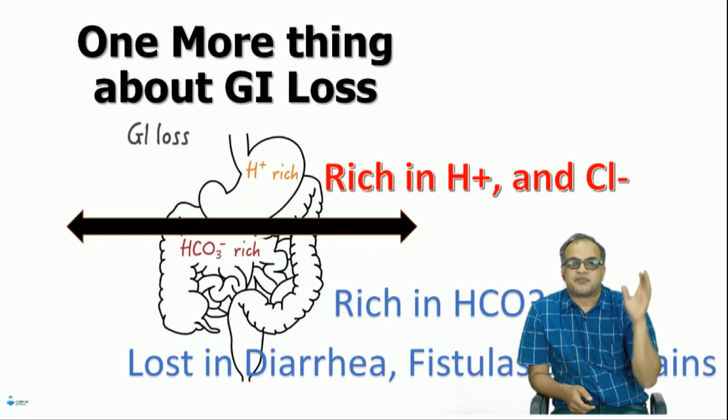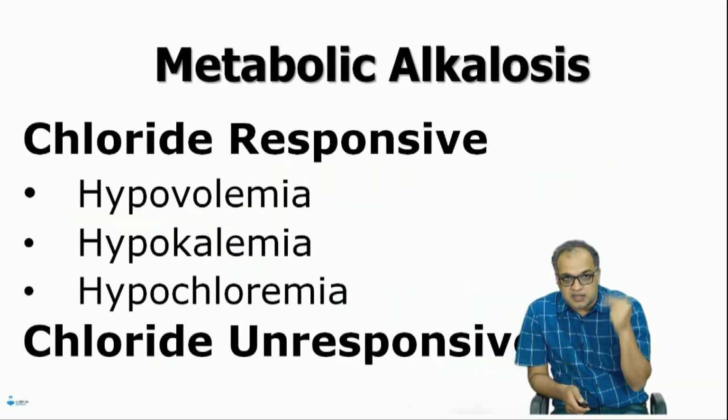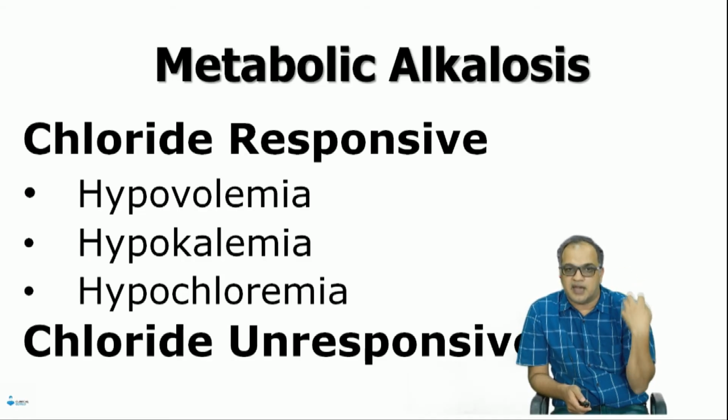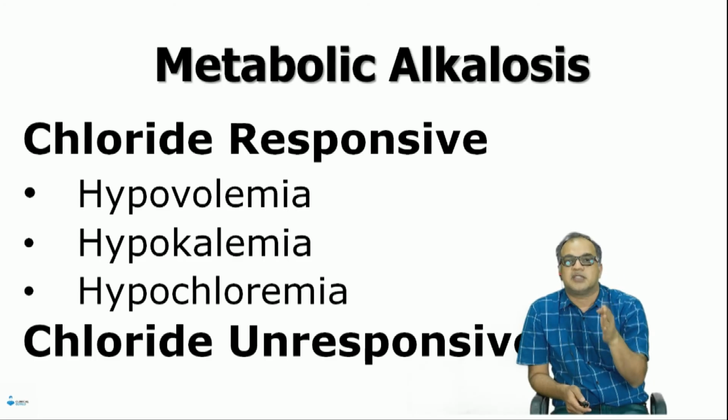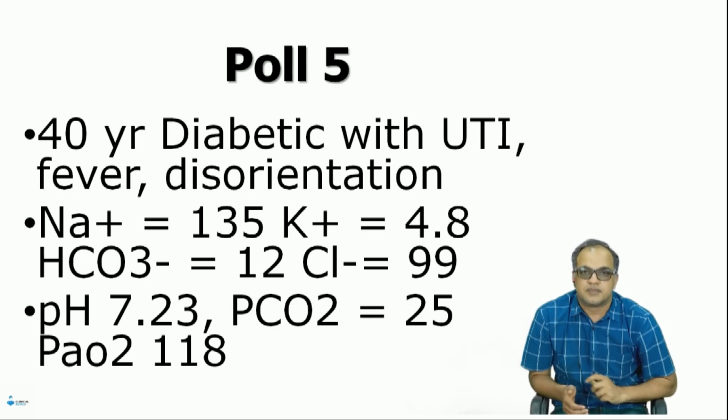Again, let's revise. Upper GI loss will cause metabolic alkalosis. This will be responsive to normal saline. These kinds of alkalosis, especially with hypovolemia, hypokalemia, and hypochloremia, are chloride responsive metabolic alkalosis. Let's leave the unresponsive ones.